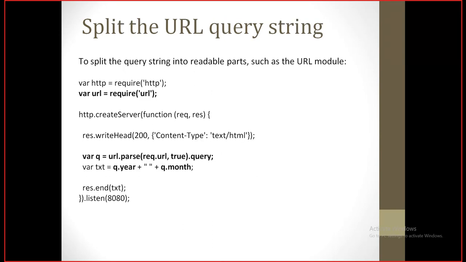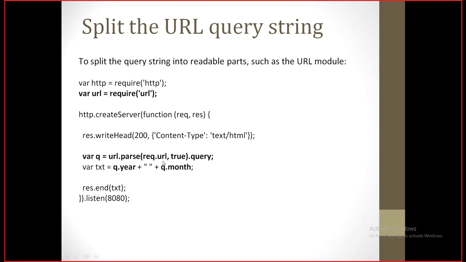We have another example over here of accessing the URL components. For example, we have a URL and we want to access the URL parameters. In order to do that, we will require another module which is called URL. We get the URL module with the require function. Other steps are the same. Here we use the parse function.